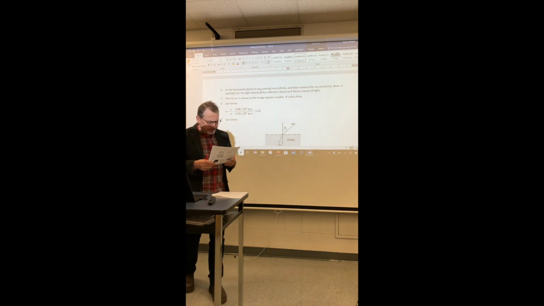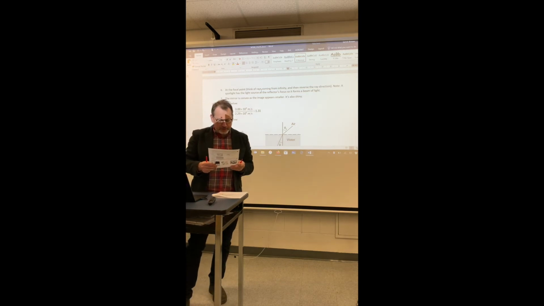What type of mirror is shown in figure 2? It's a shiny one. No, okay.